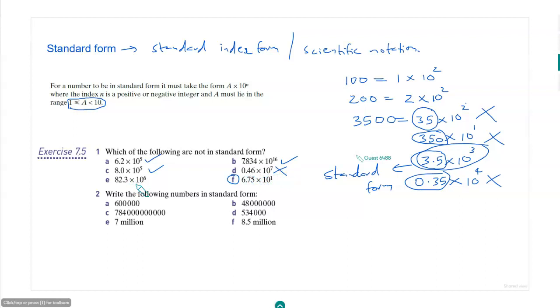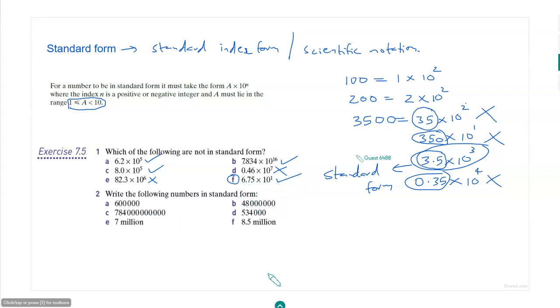Yes. How about E? E is not in standard form. How about F? F is in standard form.